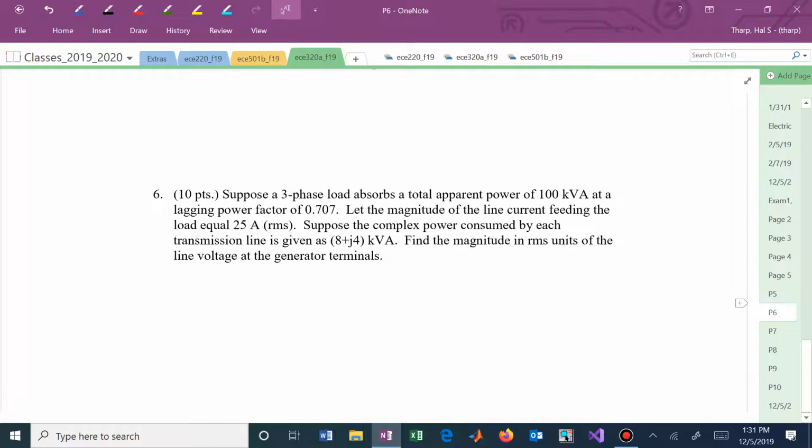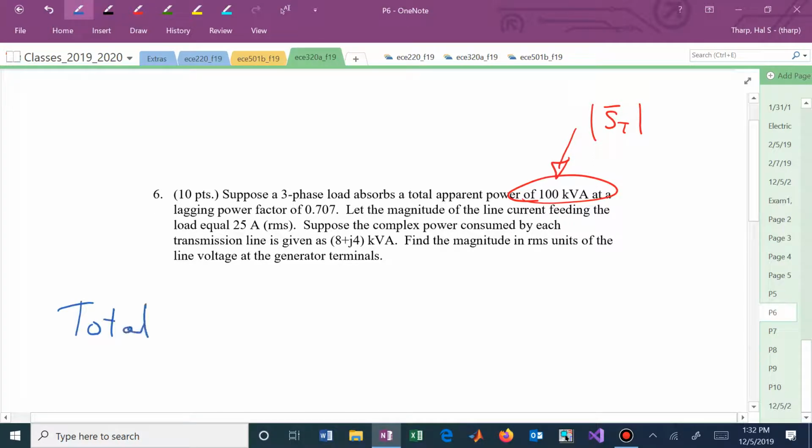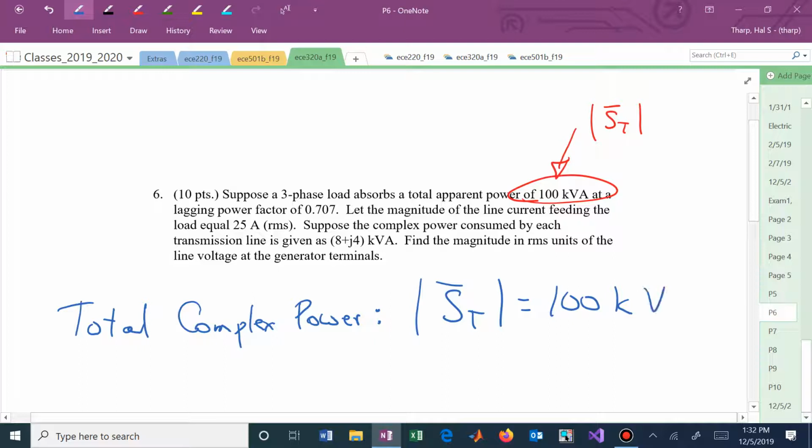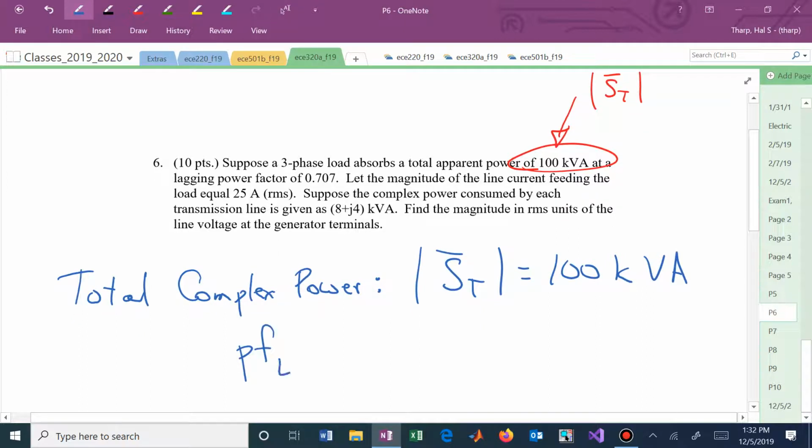Suppose a three-phase load absorbs a total apparent power of 100 kVA. So if you were just reading this, you might just say, this is now the magnitude of S sub T, complex, at a lagging power factor of 0.707. What kind of a load now do you, so we now have total complex power information. That's now 100 kVA. And we're told that the power factor of the load is now 0.707 and it's lagging.